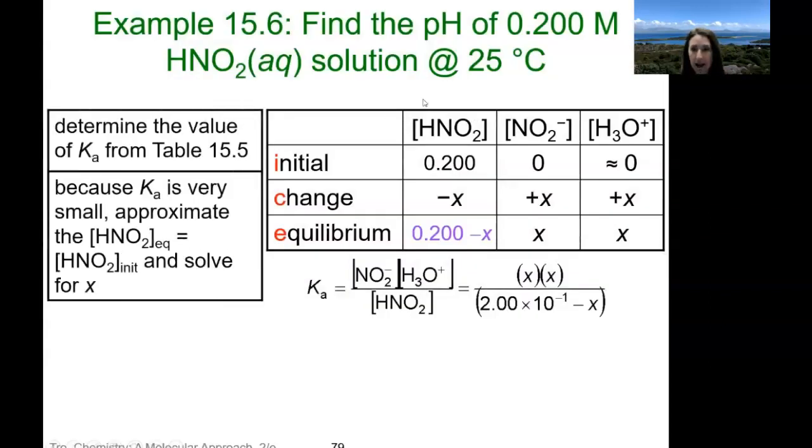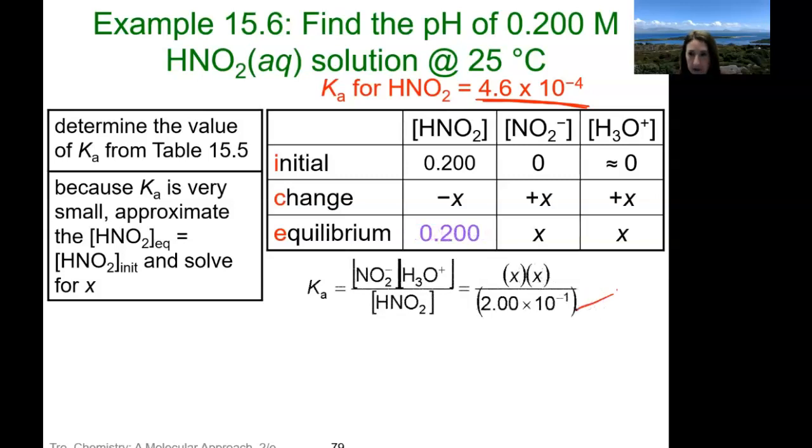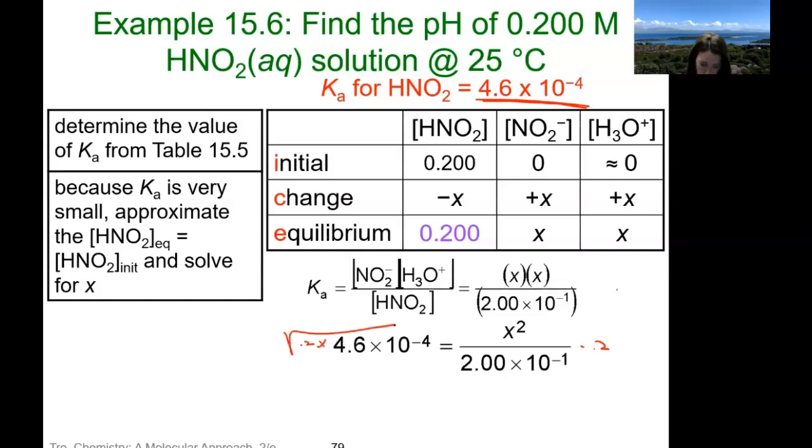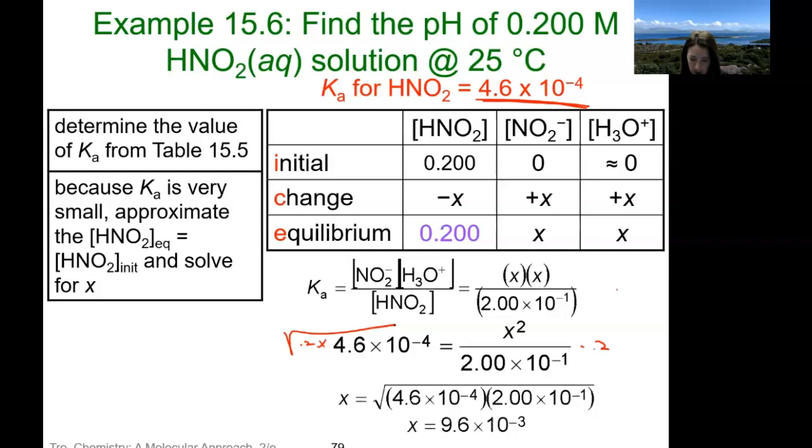So now I'm going to plug in my K. Here's our K. By the way, if you're doing this in Chem 101 and you're like, they're not giving me a K, usually there's a table you can click on, or I just Google what is the Ka for whatever we're doing. Okay, so ignore our x. Now we've got a super easy problem to solve, right? Multiply by 0.2, take the square root, and we get 9.6 times 10 to the negative 3.